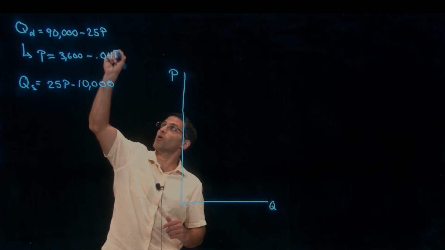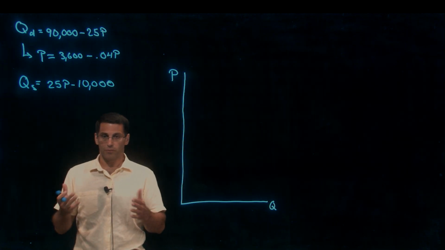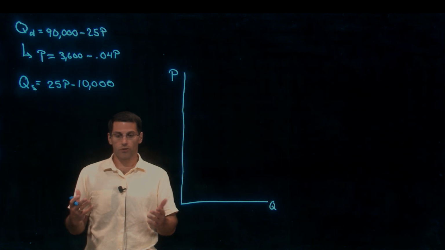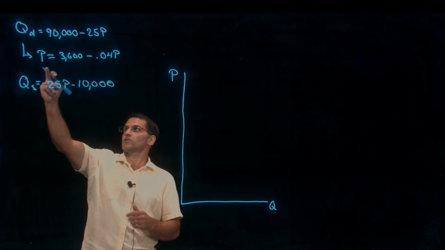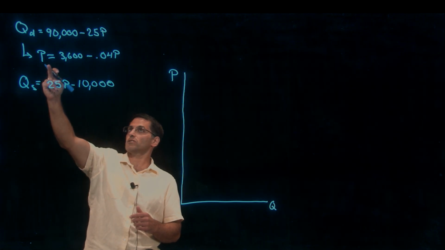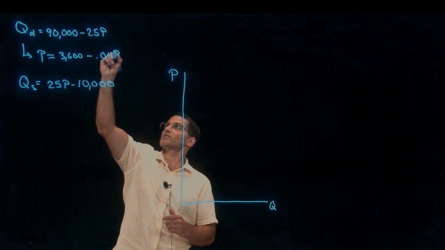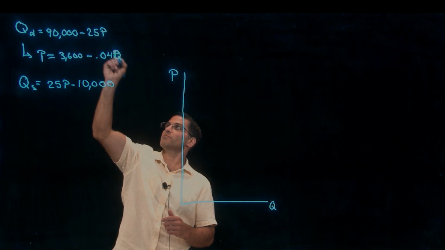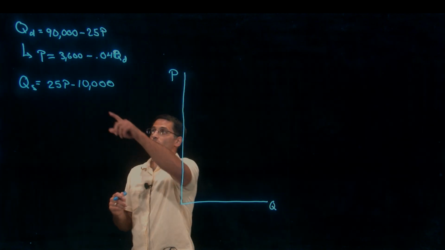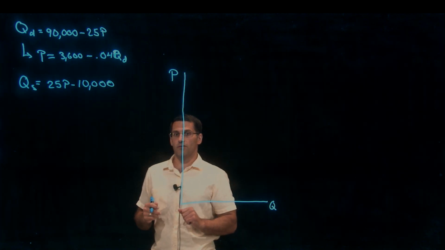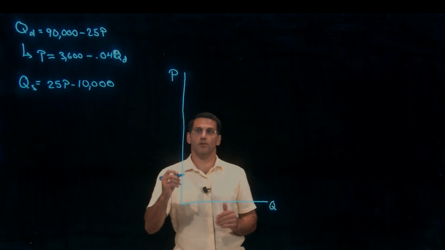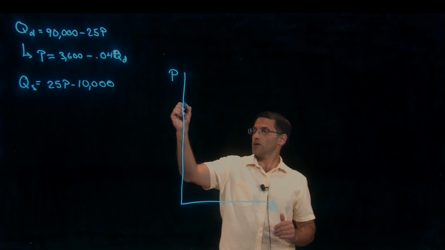I'm going to stick with what our textbook does just for consistency, but in terms of in class, I don't care which way you do it. Whatever you're more comfortable with, stick with that. So now we've inverted our demand function so that price is a function of quantity. And again, this is the quantity demanded. And now we can take that function and plot it into our space here.